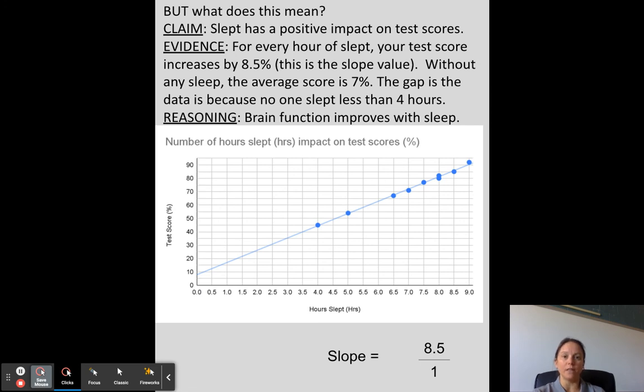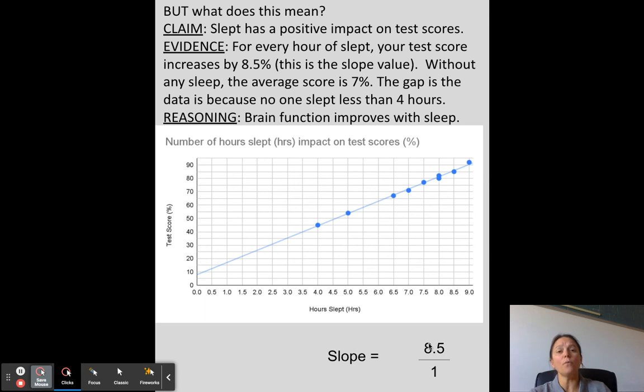This is where the equation of the line comes in. So what does this mean? So this was my y. My y is my test score. So I have 8.5% per hour, right? That's what that's saying. So for every hour a person sleeps, their score on their test increases by 8.5%. Or another way of saying that is, for every 8.5 percentage points you score on a test, that equals 1 hour of sleep.